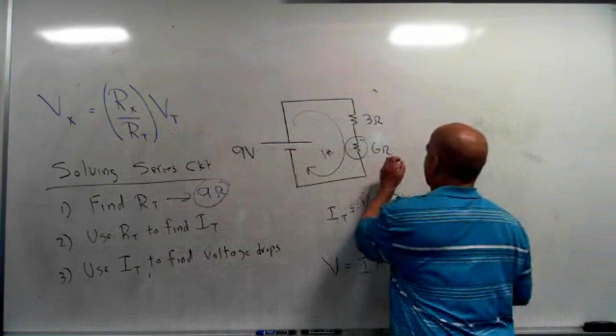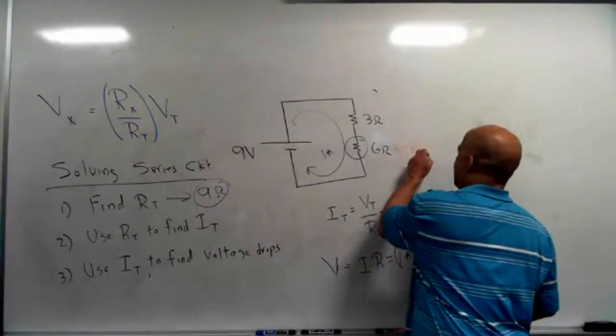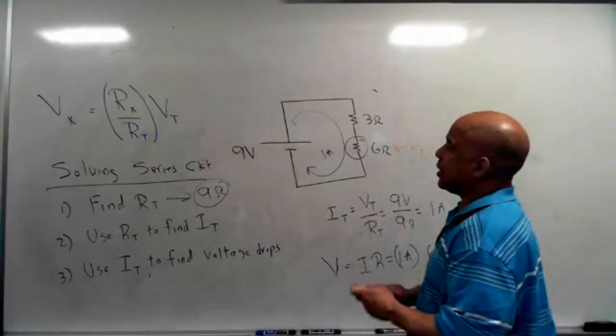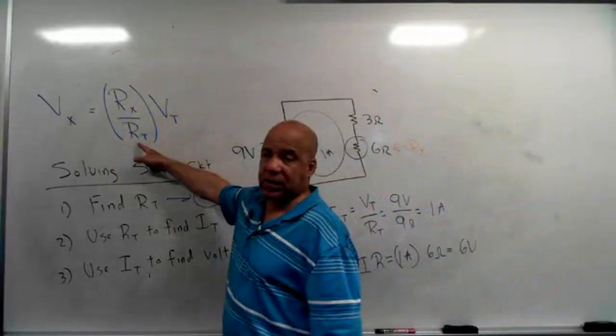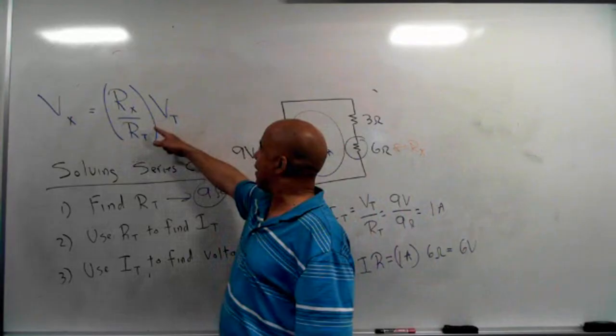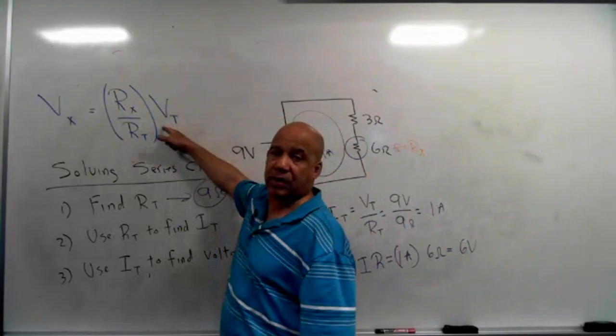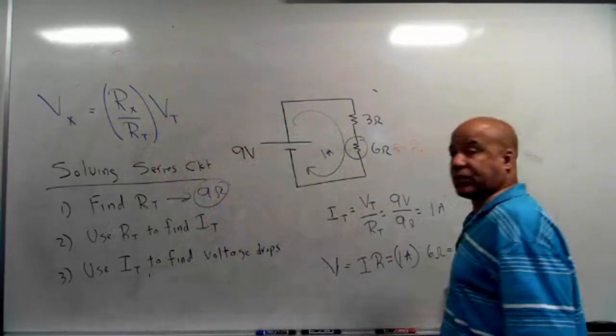Well, using the voltage divider rule, I can get to this value by just saying, all right, if this is Rx, that's the resistor I want to know the voltage across. I just take that resistor, divide by the total resistance in the circuit, and multiply that fraction by the total voltage, and I go right to this answer.